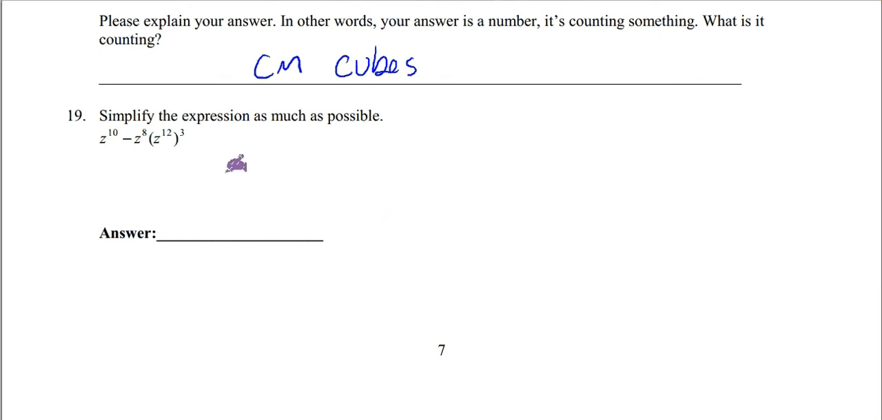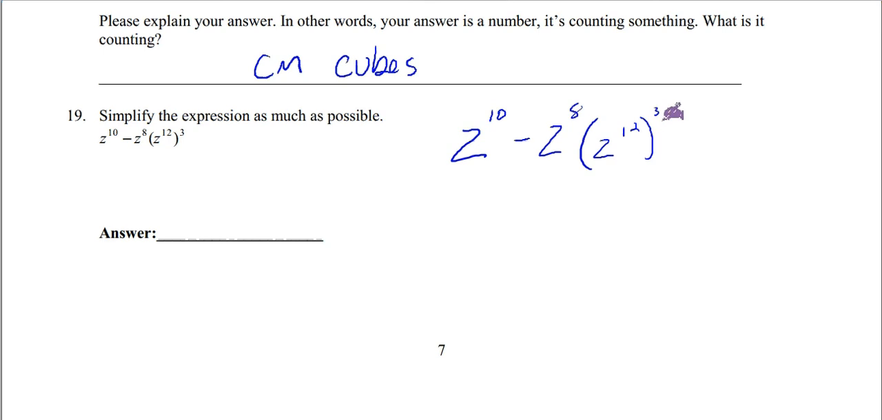Simplify the expression as much as possible. This will be our last question to answer. So I'll write that over here, give myself some room. I'm going to quickly explain this. Then you can just go back and watch this explanation over and over if you want.